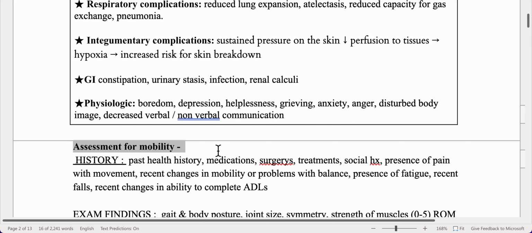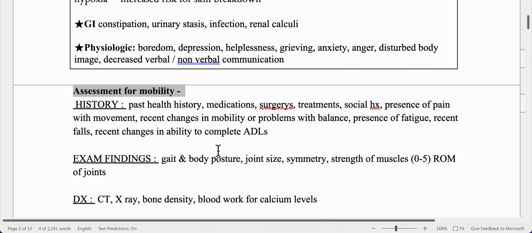Psychological consequences: boredom, depression, helplessness, grieving, anxiety, anger, disturbed body image, and decreased verbal and nonverbal communication.